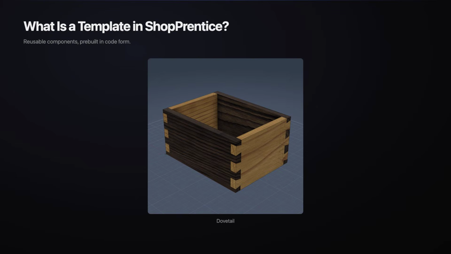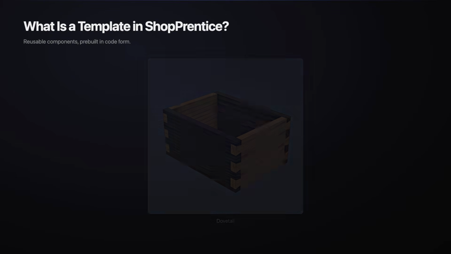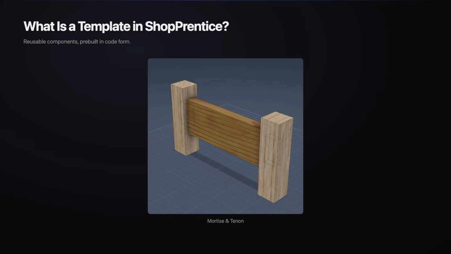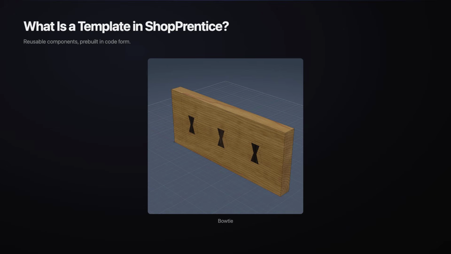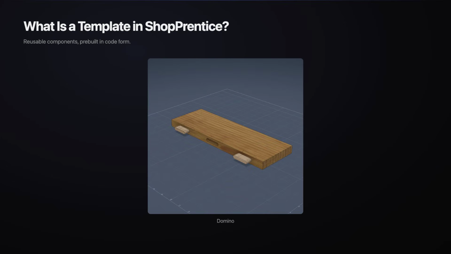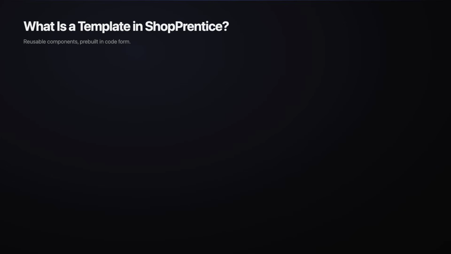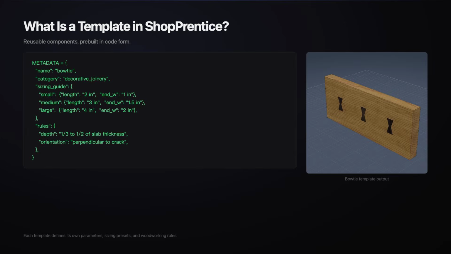Quick aside, what is a template in ShopPrentice? It is a reusable component pre-built in code form that can be applied when building models. It reduces the agent's effort and avoids building everything from scratch. Here is the metadata of the bow tie template, for example. It tells the agent how to use the template, then the agent will just apply it to the target object without actually building any bow tie.